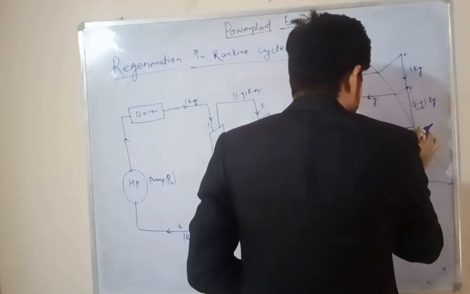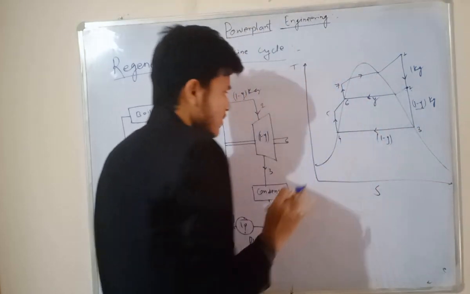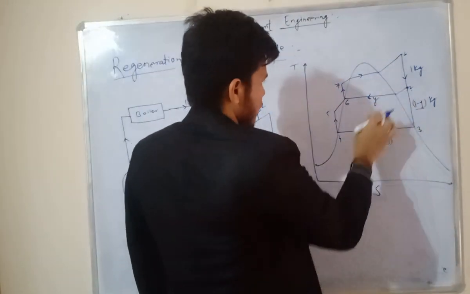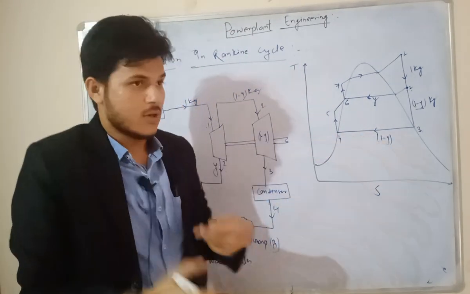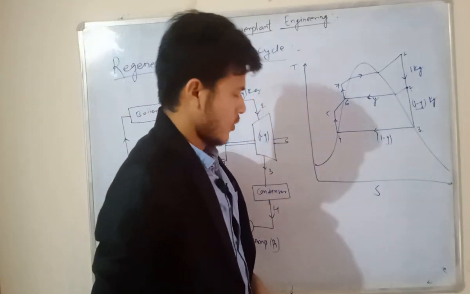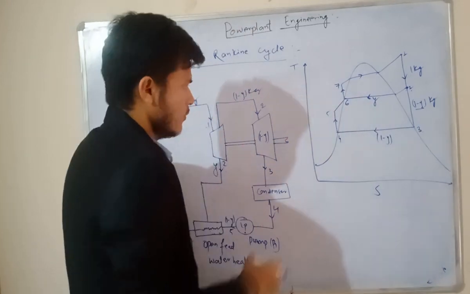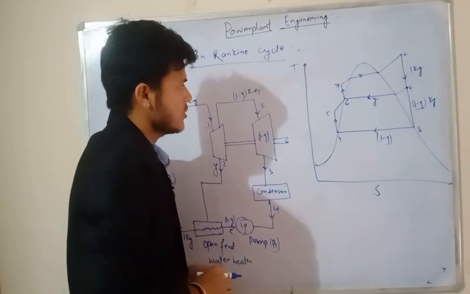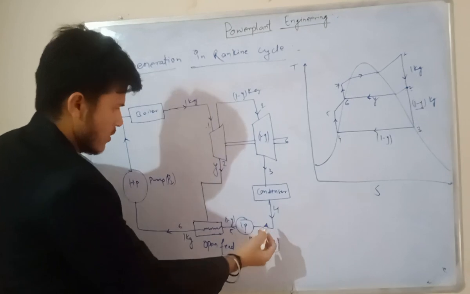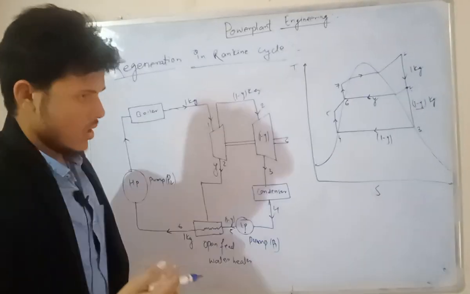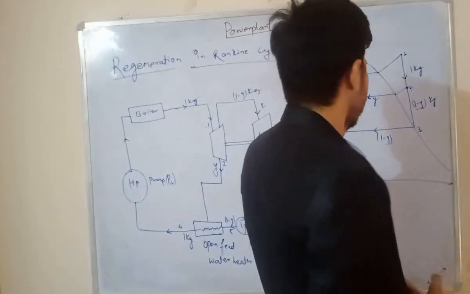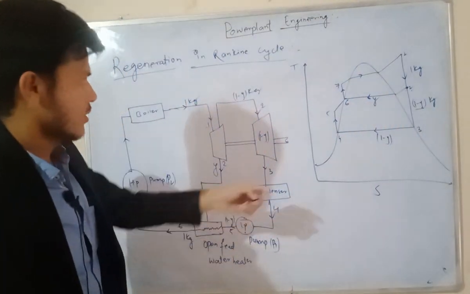Now 3 to 4, as you know that this is a turbine, this is a condenser. Here only 1 minus y kg of steam condenses. Now 4 to 5, as you know, 4 to 5 means low pressure pump. It means the reversible adiabatic compression process takes place here.